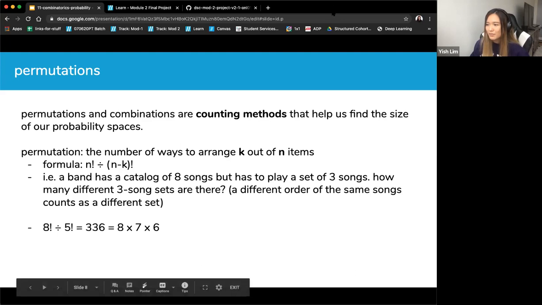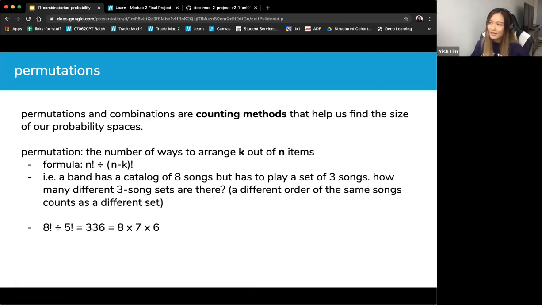So in short, permutation is just the number of ways to arrange k out of n items. I guess to start, the formula is n factorial divided by n minus k factorial. I think it'll be easier to explain with a use case.